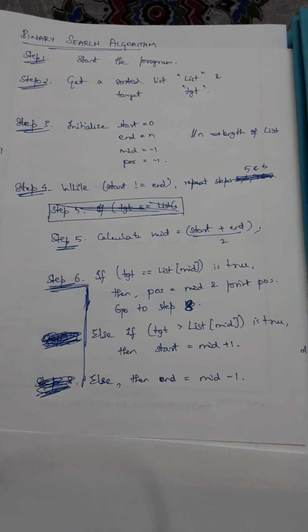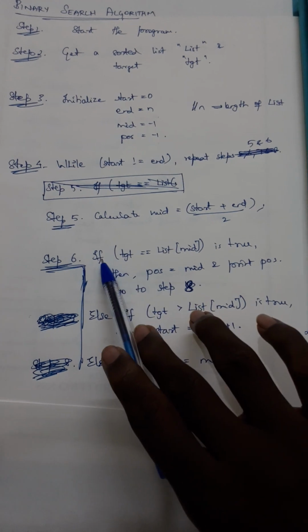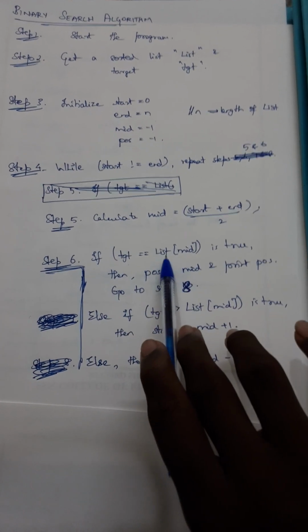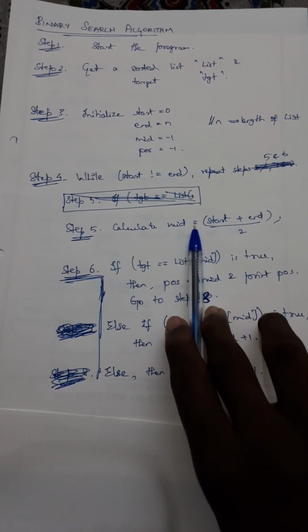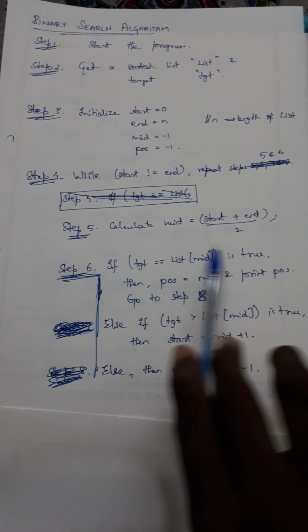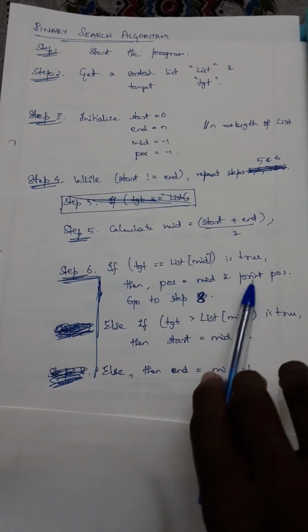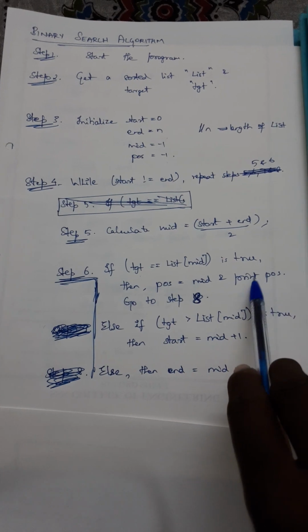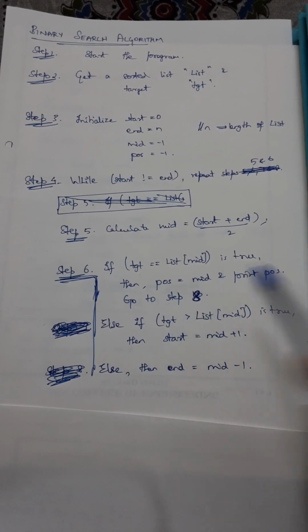And then step 6 would be an if-else statement. So here the if statement is: if target is equal to list of that middle value. So it will be comparing it with that middle value, and if that middle value is equal to target and that is true, then position will be equal to that middle value, and it will print that the element is found at that index, in that position. And then it will go to step 8. Step 8 is exit the program.